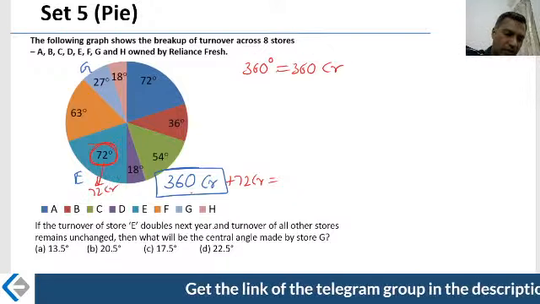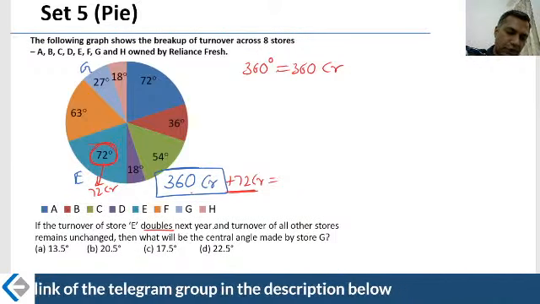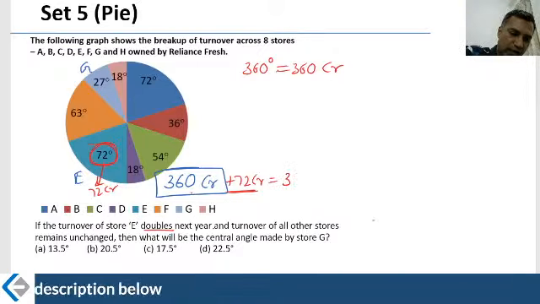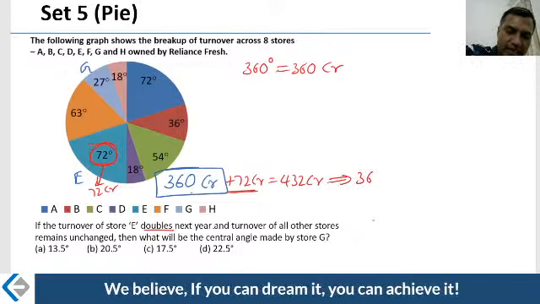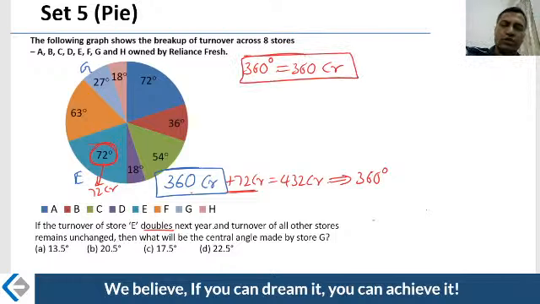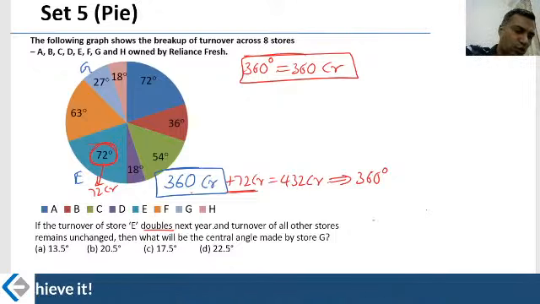The question is saying that this value got doubled. So what is the business for the next year? 360 plus 72, which is nothing but 432 crores. Now 432 crores corresponds to what? 360 degrees. Because earlier when you put a pie chart, 360 degrees was equal to 360 crores. Life was simple, pretty good. But this time, 432 crores implies 360 degrees.